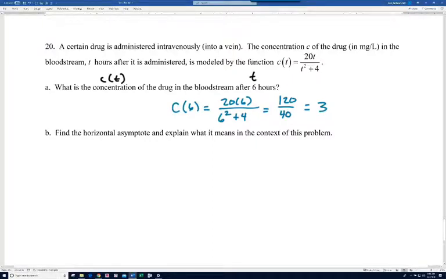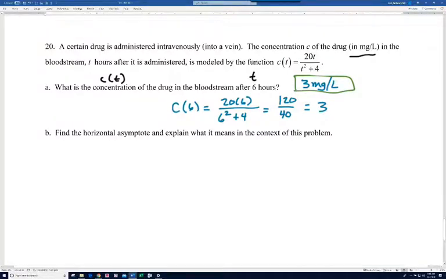Now, remember, this is C of 6. C stands for the concentration, and notice that's in milligrams per liter, and so it's 3 milligrams per liter. Now remember, a 2-liter bottle of Pepsi, you kind of got a picture of what that looks like. A liter would be half of that, 1 liter. So there's basically 3 milligrams of the drug in the bloodstream, basically per liter after 6 hours. All right, let's move on to B.